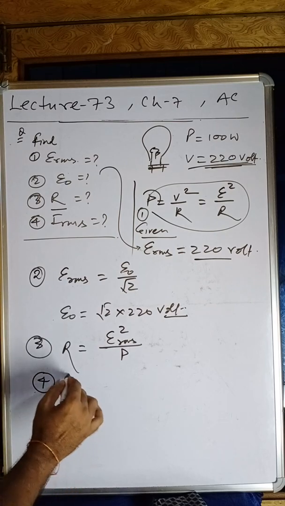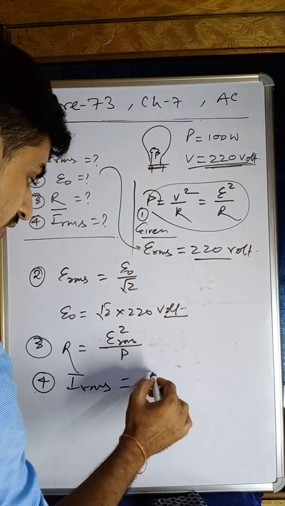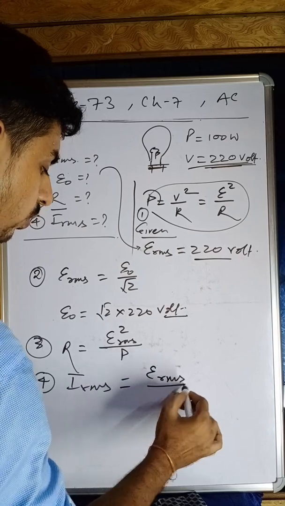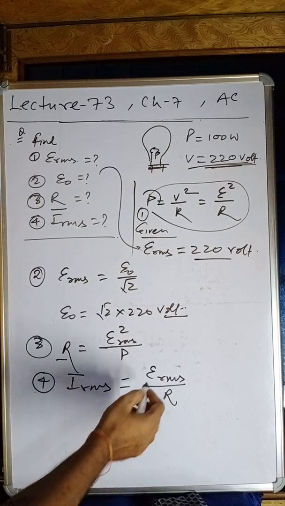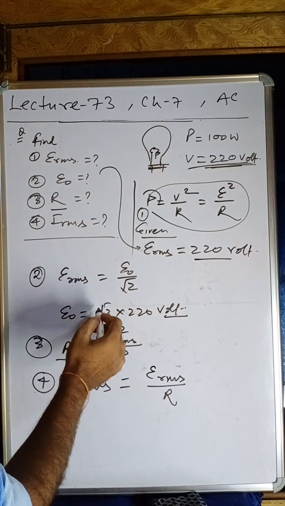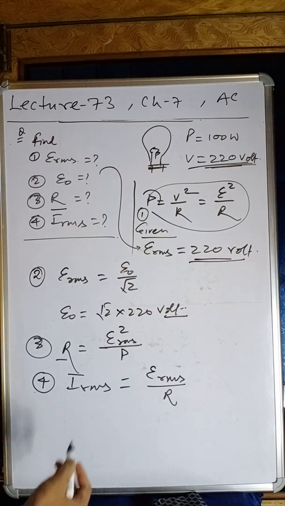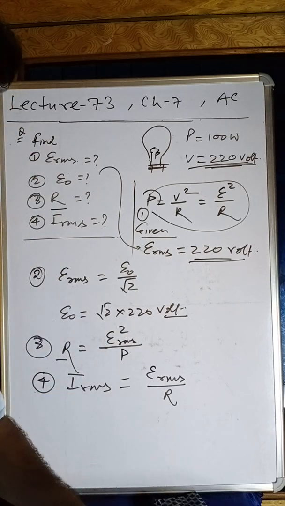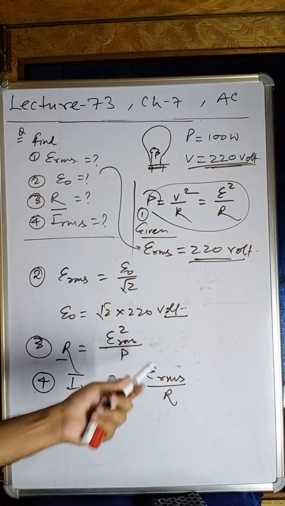The next one is the IRMS, and we know that IRMS is equal to ERMS over resistance. Already you have calculated the resistance here. You have the value of ERMS. So the IRMS will be the ERMS divided by the resistance of the bulb. So my dear students, in this way you can solve the numerical problem.